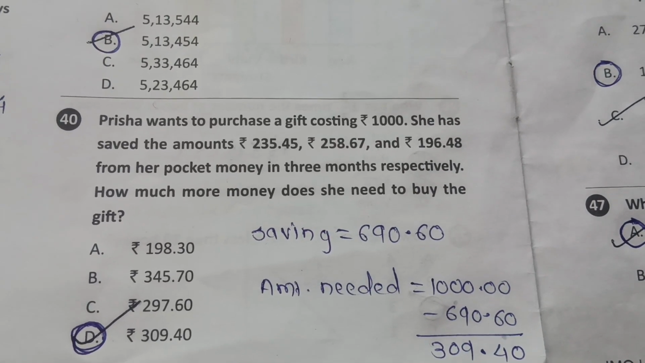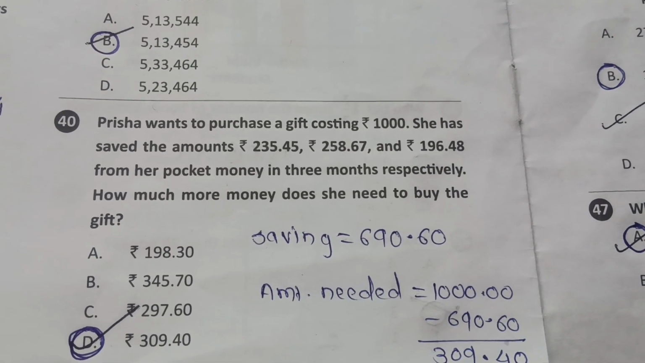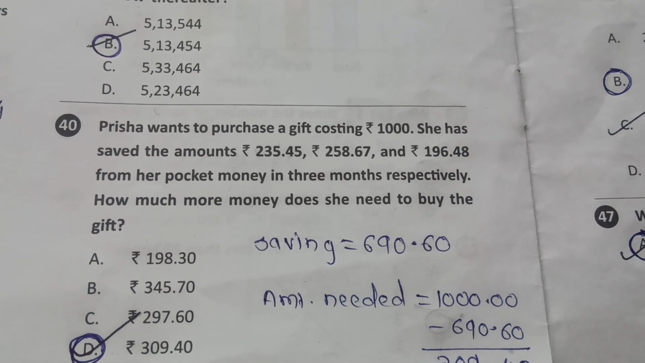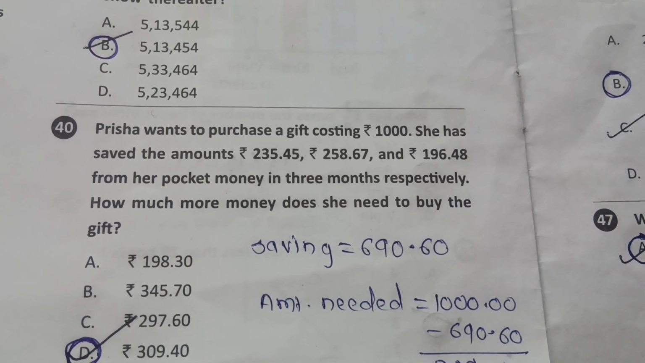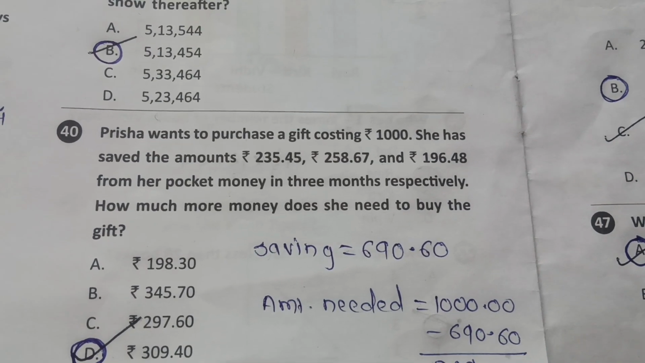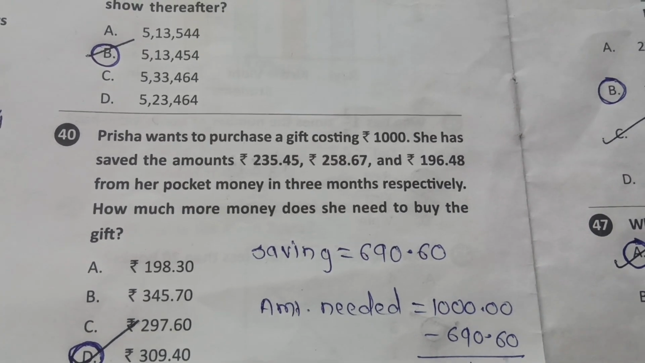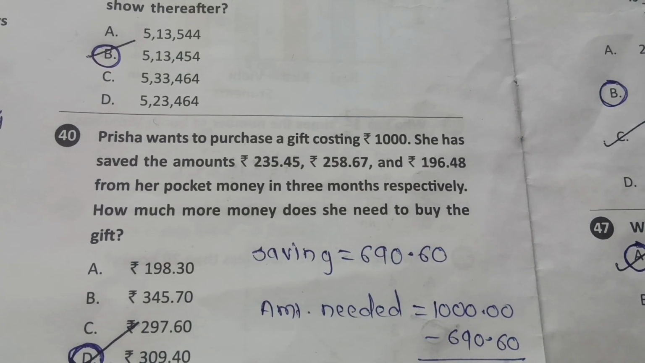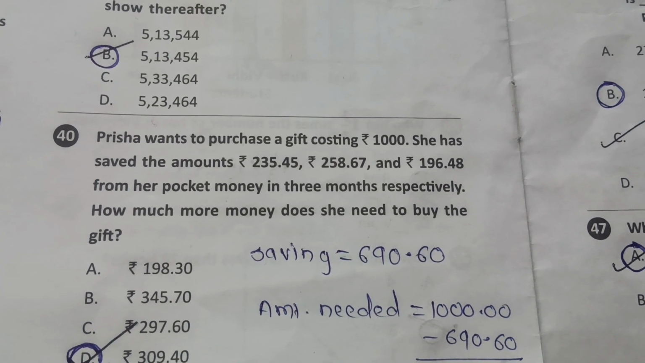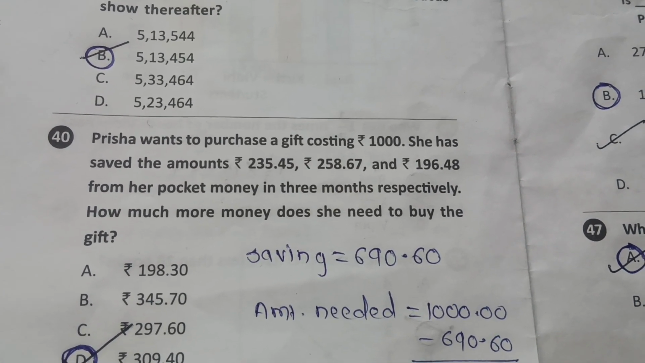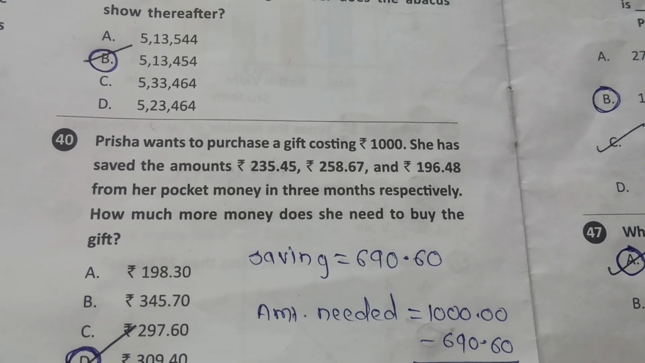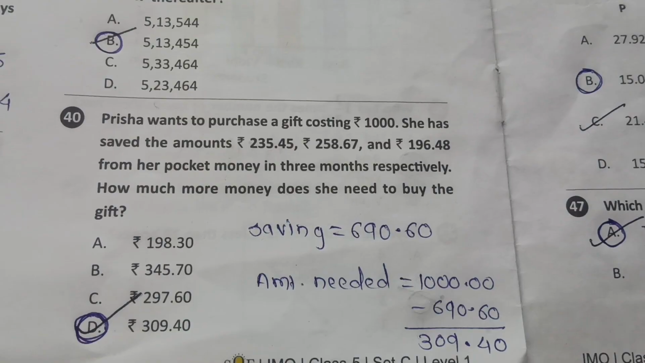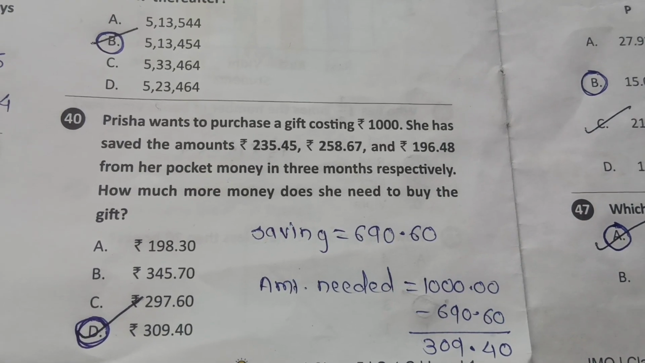She has saved the amounts 235.45, 258.67 and 196.48 from her pocket money in 3 months respectively. How much more money does she need to buy the gift? After adding all these savings, we get the answer 690.60. Now she has to buy a gift of rupees 1000. So for buying this gift, she requires 309.40 rupees more.